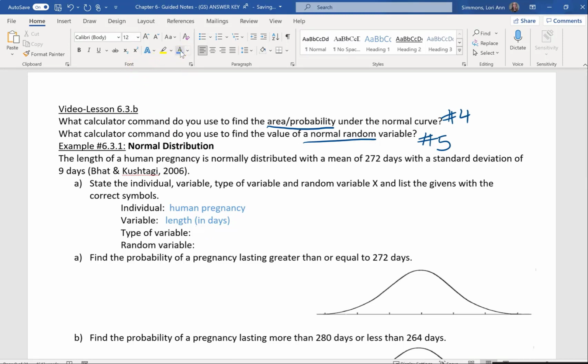The type of variable. Is it quantitative or qualitative? It's quantitative. And it is continuous because you could have a day and a half, right? You can have a part of a day for the length of the pregnancy. And then the random variable, our random variable X is the length of a randomly selected human pregnancy.